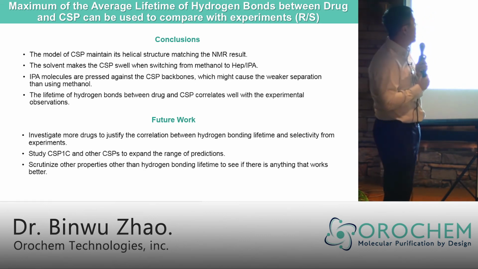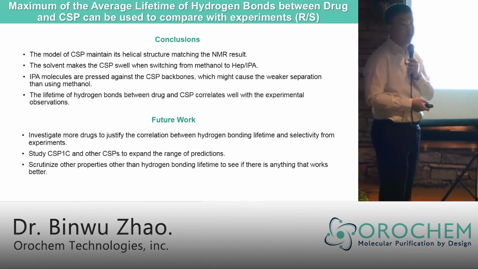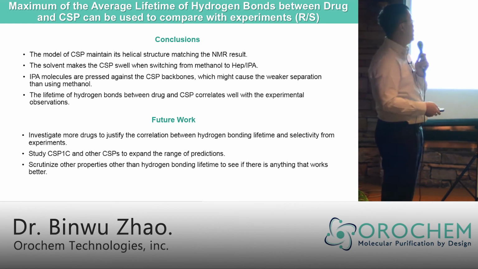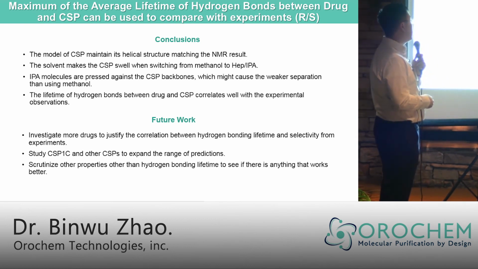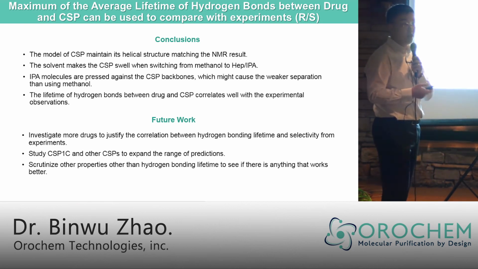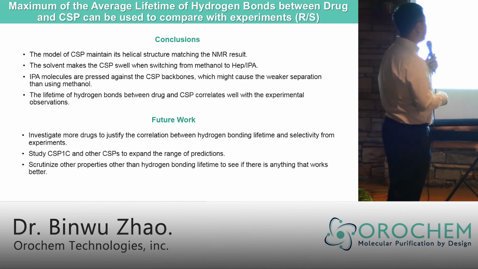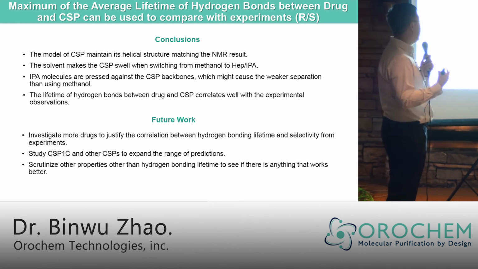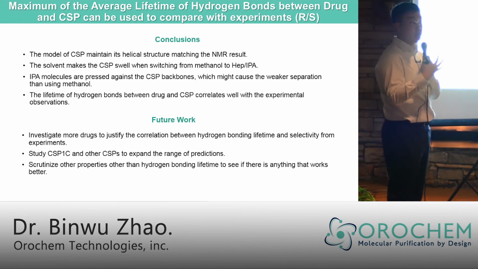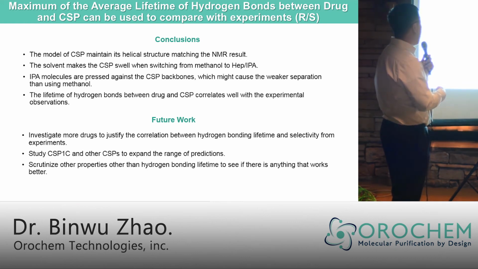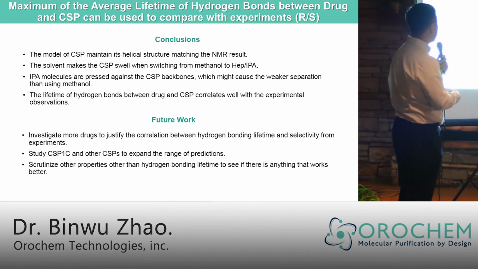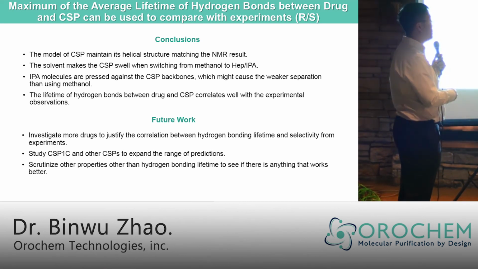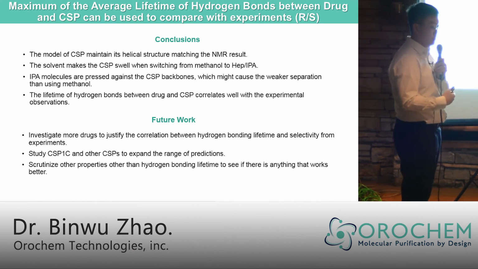So a few conclusions of our study. The model of CSP maintains its helical structure that matched the NMR study. And the solvent makes the CSP swell when you switch from methanol to heptane IPA. And the IPA molecules are being pressed against the CSP, causing the CSP to swell, which might cause a weaker separation than using just methanol. And the lifetime of hydrogen bonds between drug and CSP correlates well with experimental observations.